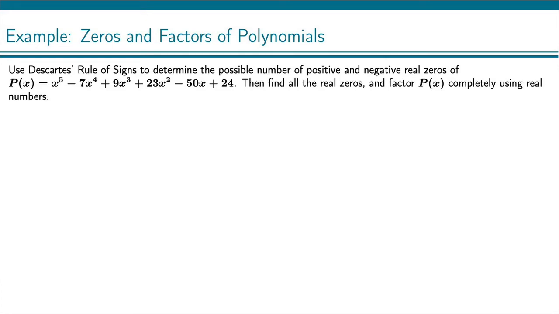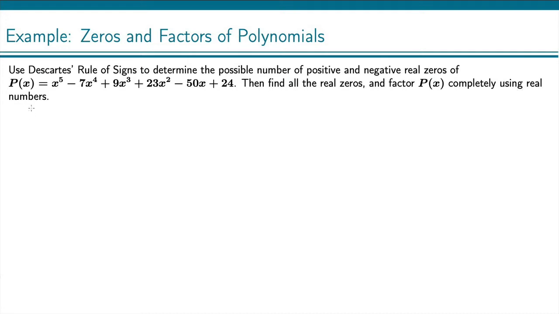Use Descartes' Rule of Signs to determine the possible number of positive and negative real zeros of p of x equals x to the fifth minus 7x fourth plus 9x cubed plus 23x squared minus 50x plus 24. Then find all the real zeros and factor p of x completely using real numbers.